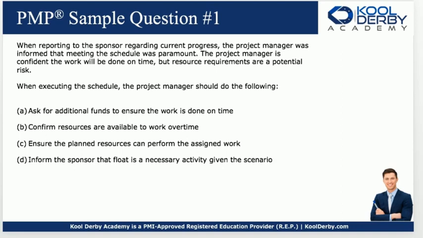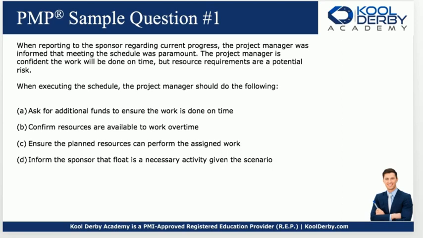Now, ask for additional funds to ensure the work is done on time. I would say that's not your first option, right? That's called crashing the project, but that's not really your best option here. What about the difference between B, Bravo, and C, Charlie? Confirm resources are available to work overtime, or ensure the planned resources can perform the assigned work. Before we get to B about overtime and crashing the project, crashing means throwing more resources at it. It's a schedule compression technique. Before we talk about that, why don't we ensure the planned resources can perform the assigned work?